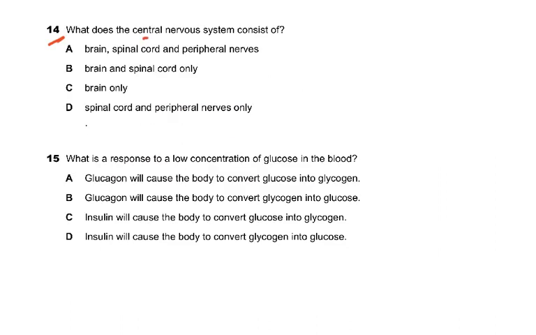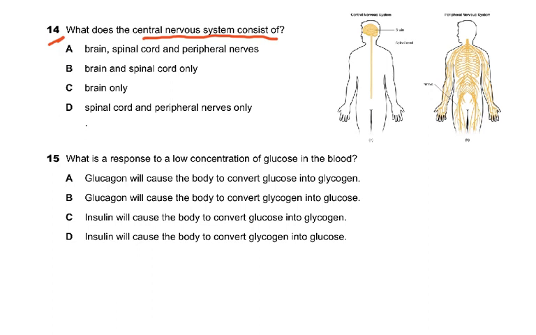Question number 14. What does the central nervous system consist of? As you can see here, the central nervous system consists of the brain and the spinal cord. And the peripheral nervous system consists of all the peripheral nerves. So that is why the answer to 14 is B. It is made up of the brain and the spinal cord only.